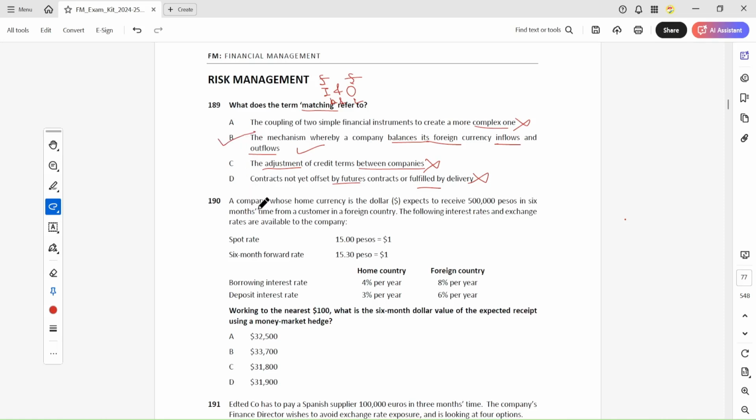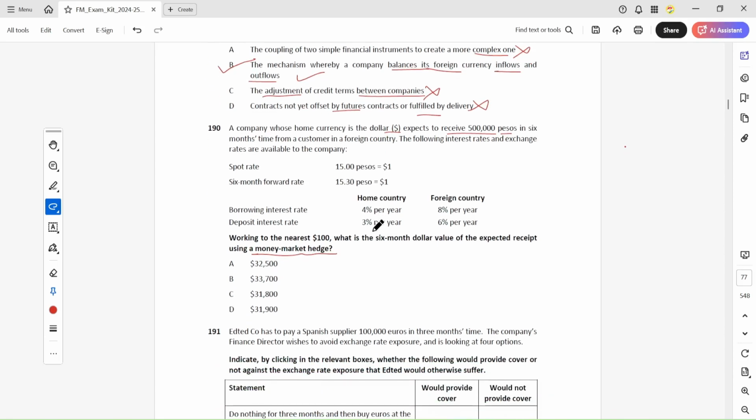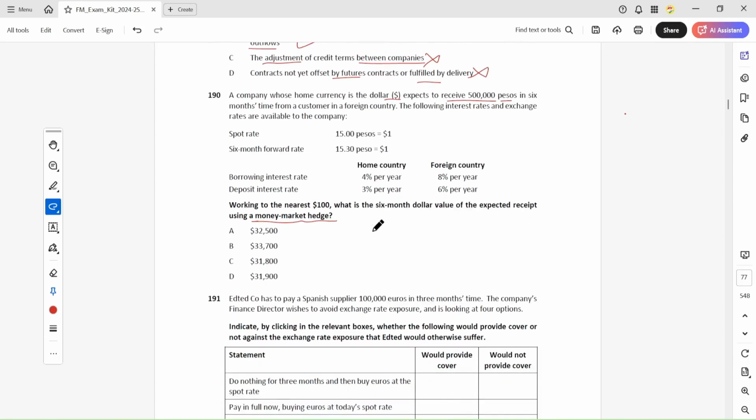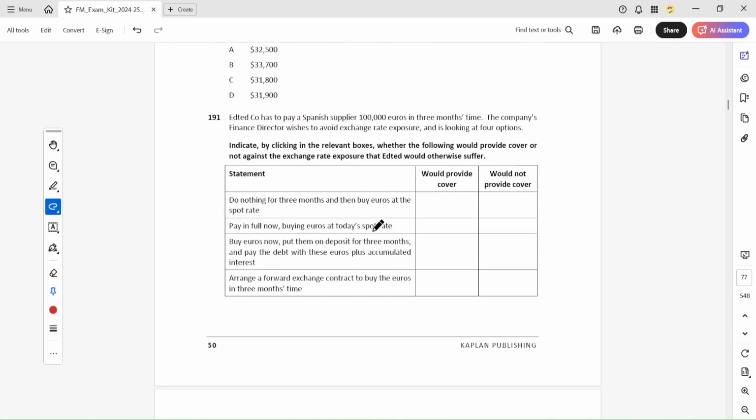Okay. Next is, a company whose home currency is dollar expects to receive 500 peso in 6 months time. This is the money market hedge question we already did in our lectures, the same question from foreign currency risk management. You can watch over there if you haven't yet. So let's move on to the next.